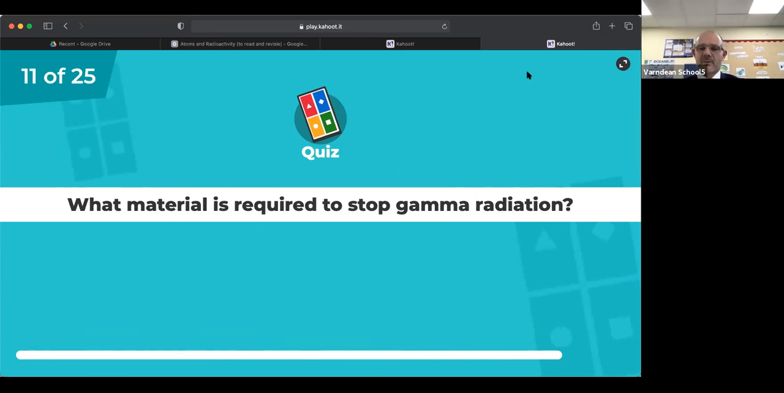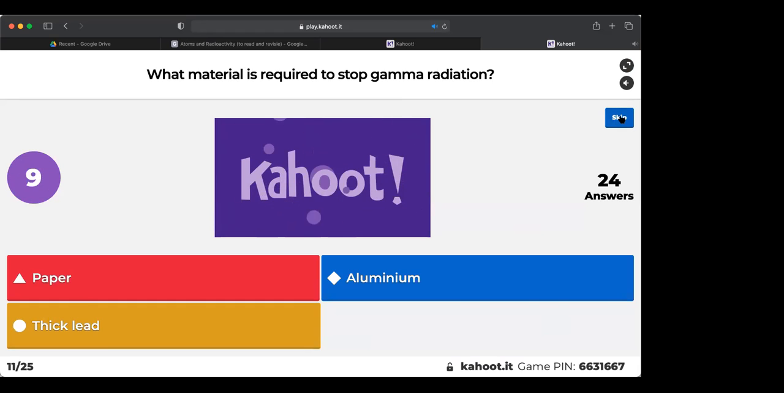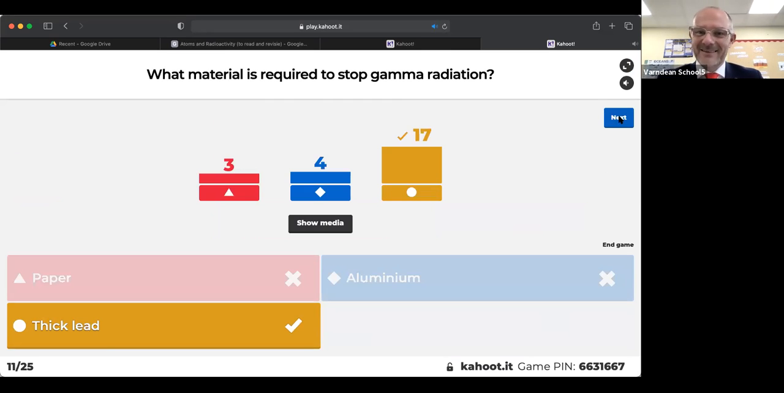What material is required to stop gamma radiation? How are we doing? We're doing okay for time. We've got 3 minutes left. Sorry, I don't get to play very often, so I'm quite. Let's skip. Let's see if we get more questions in. Good. Most of you could remember thick lead.